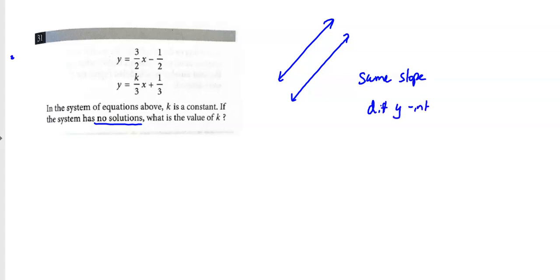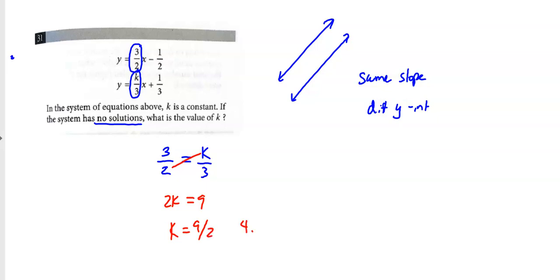So basically, when I look at these two lines, I need this slope to match this slope. I need those x terms to be exactly the same. So one way to do it will be, well, when is 3/2 going to equal k over 3? I need those to be equal. So I could cross multiply to solve this. I get 2k equals 9. So k equals, you could either put 9/2 or 4.5. Either one of those would be acceptable. That would give me two lines with no solution.